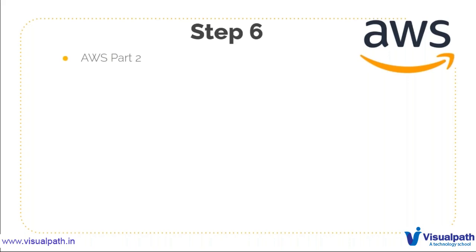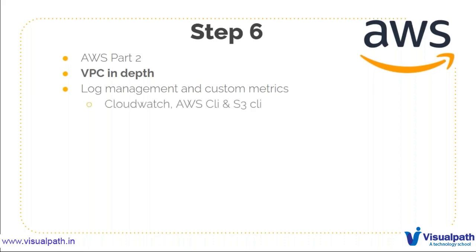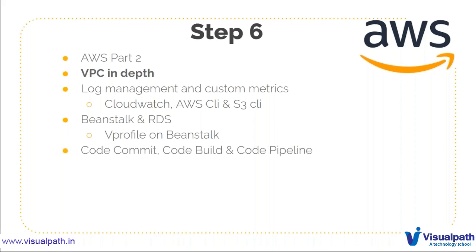Step 6, AWS comes back, in much more depth. VPC we're going to cover in depth, log management and custom metrics, command line tools for AWS, DevOps tools like Beanstalk, and database services like RDS. We're going to set up the vProfile project once again on AWS, but this time it's going to be different. This time it's going to be re-architecting it. You can really brag about this in your interviews, about how you re-architected your product.